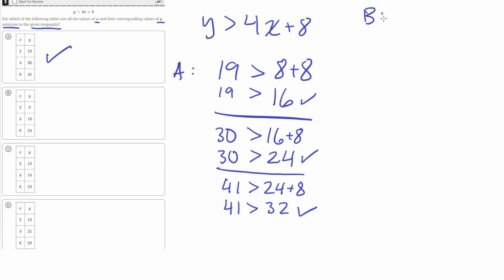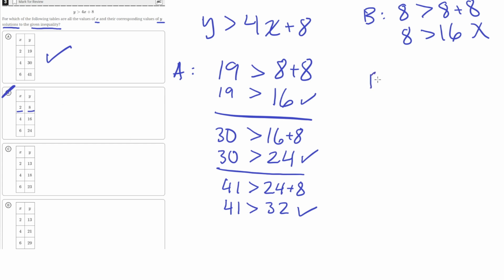So for answer choice B, if we plug in 2 for x and 8 for y, we'll have 8 on the left-hand side is greater than 2 times 4, which is 8 plus 8. And so we're left with 8 is greater than 16, which is incorrect. 8 is less than 16, so we can rule out B since these xy coordinates did not satisfy the inequality.